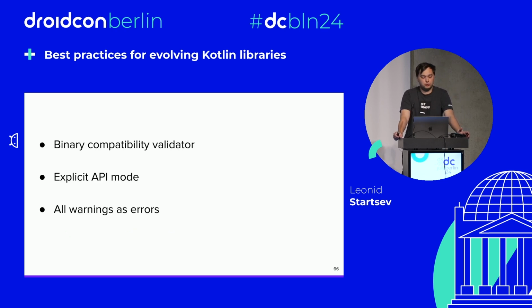So all these three tools, binary compatibility validator, explicit API mode, and warnings as errors mode, are mandatory for every Kotlinx library. We use them in our day-to-day life, and we are quite happy with them. And I can only recommend you do the following to better keep track of everything.